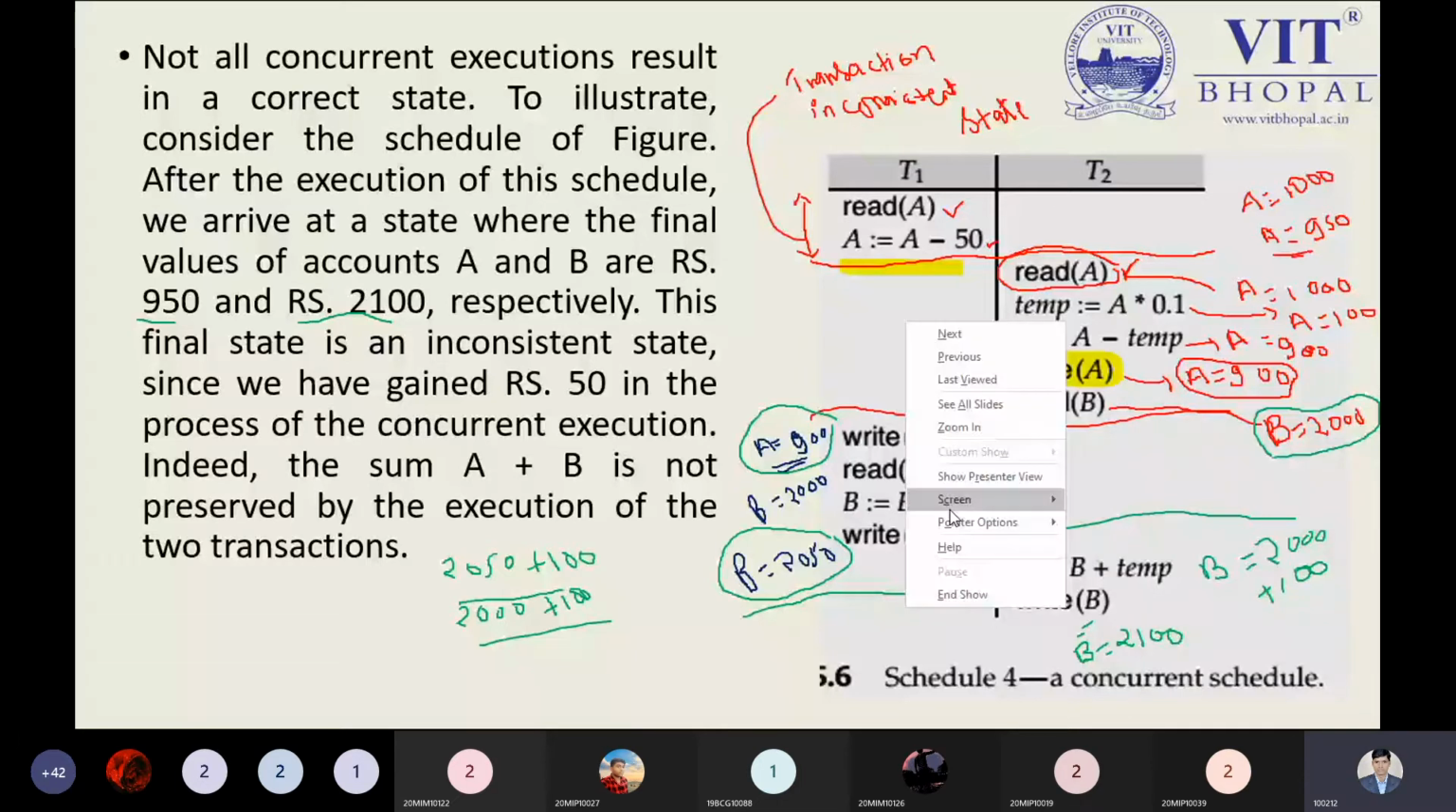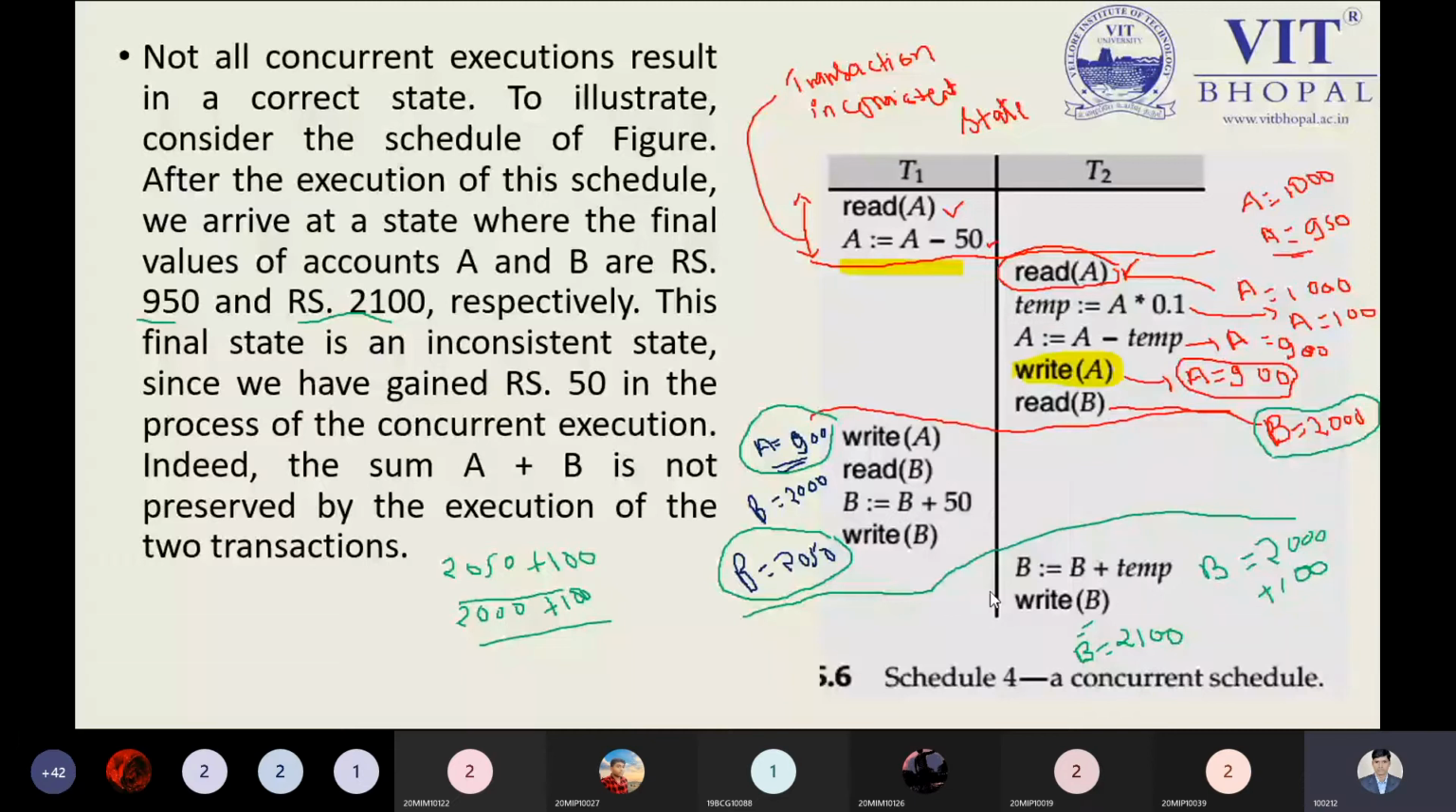When we are using this write operation over here, you can observe what value of A is held by the transaction T1. You can observe what value we have. The last value held by this transaction for A was 950. So while writing A over here, A will be considered as 950 rupees only. Here A will be updated with 950 rupees.